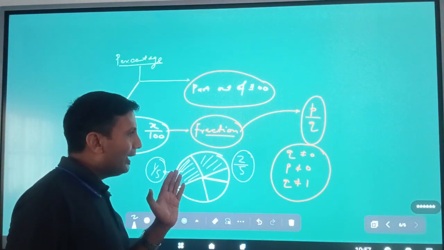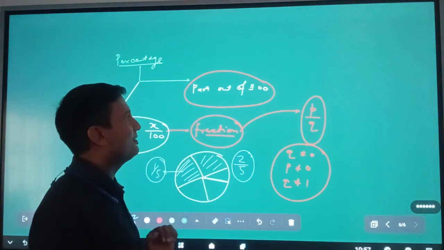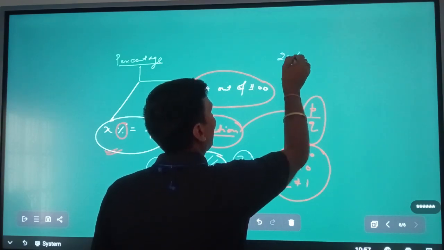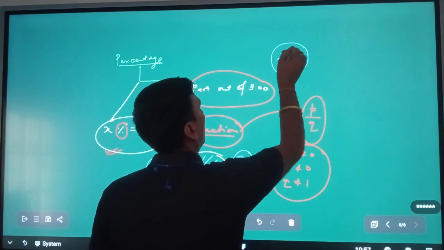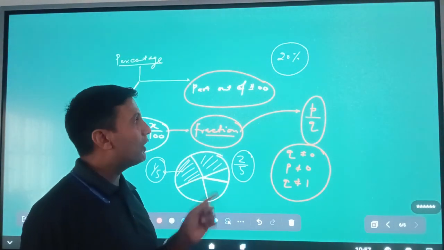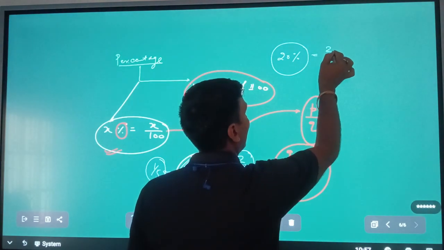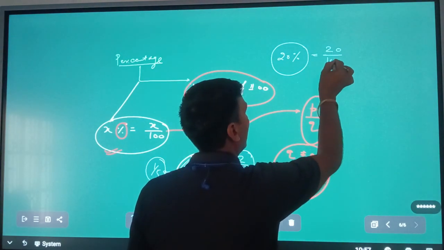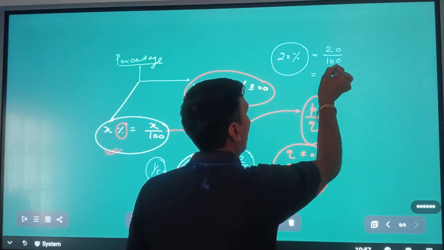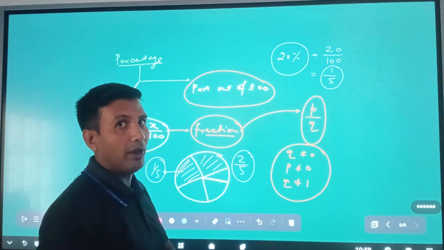Similarly, if you put that concept in the percentage, so if your friend says, I want 20% of the whole pizza, then if you convert the percentage into fraction, you have to write 20 divided by 100. And if you cut it, you are going to find 1 by 5. It means your friend wants 1 part out of 5.